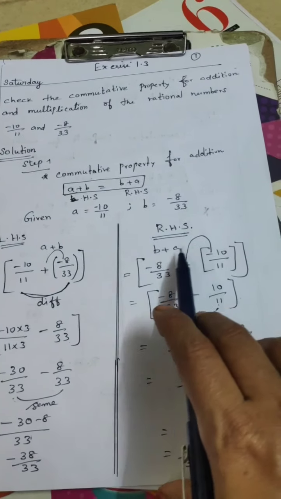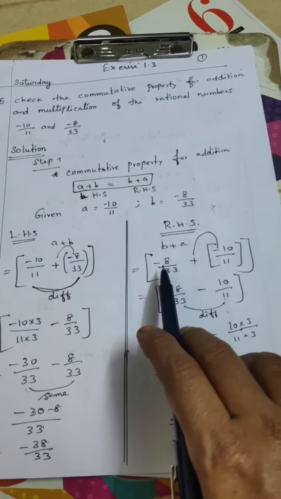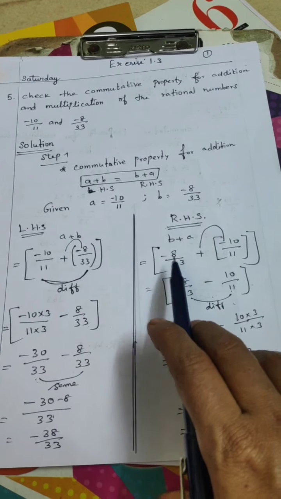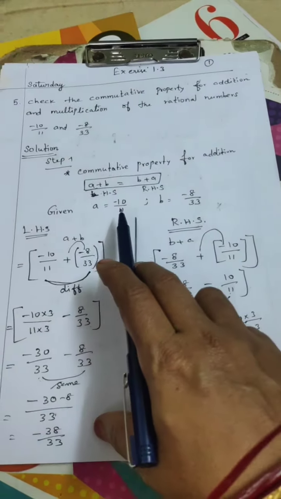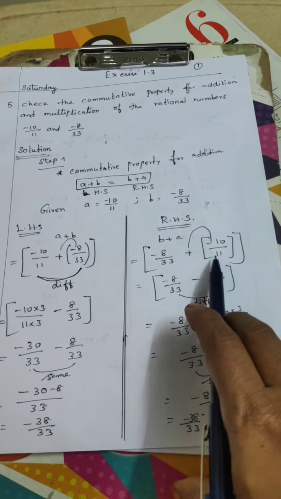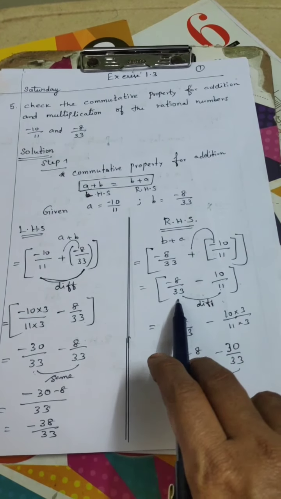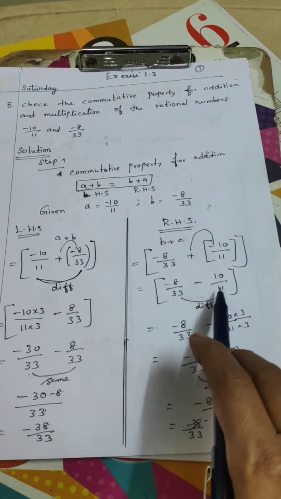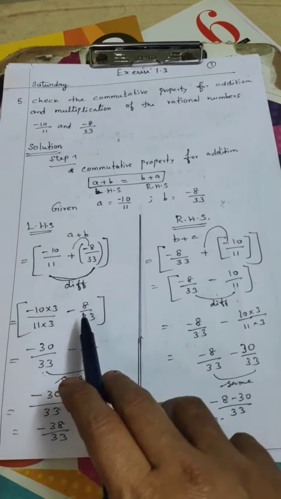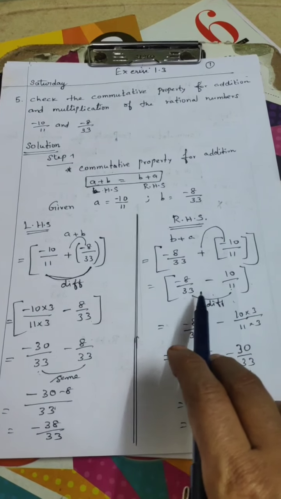Next, RHS, B plus A. B value equal to minus 8 by 33. Start the bracket. Next symbol is plus. A value is minus 10 by 11. Minus 10 by 11. Minus 8 by 33. Plus into minus, minus 10 by 11. The two denominators are different numbers. The same condition we want to follow here.